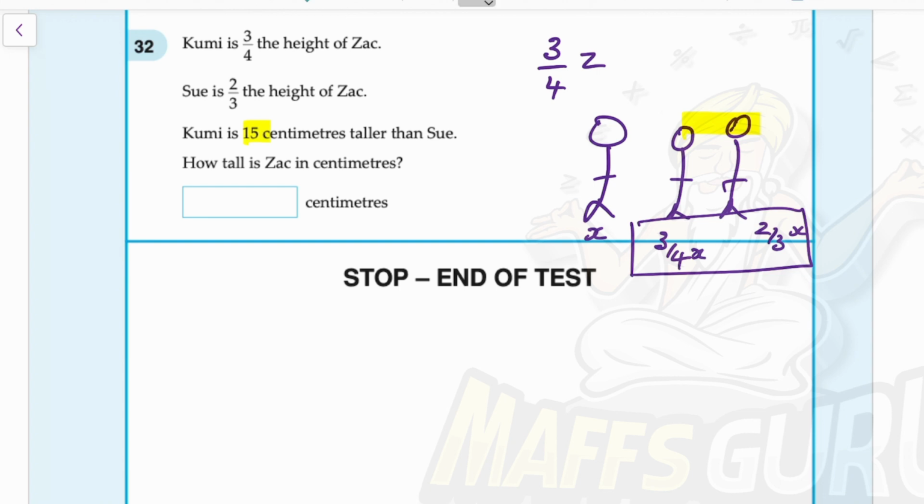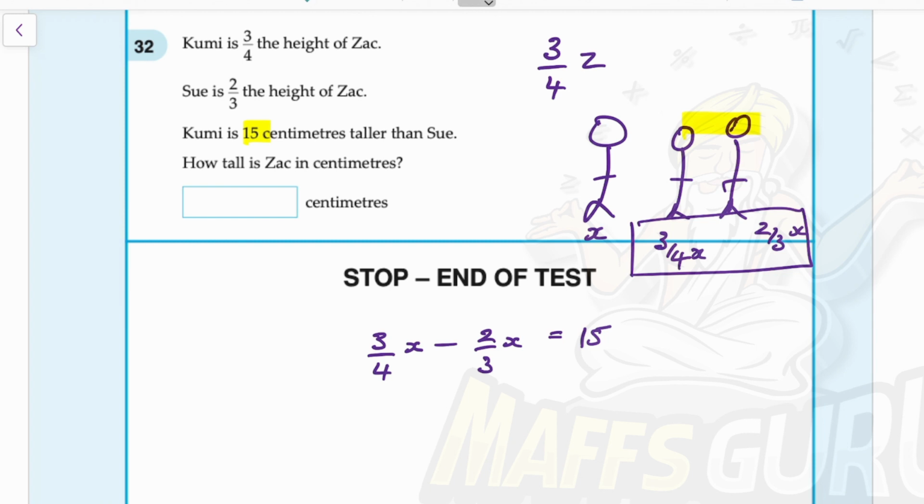Okay, so because we know there's a height difference between the two of them of 15 centimeters, now who is the tallest? Which is biggest, Kumi or Sue? Well, as it turns out, it's Kumi. So we know that 3/4 of Zach's height minus 2/3 of Zach's height must be equal to 15 centimeters, right? Because we know the difference between those two heights is 15 centimeters.